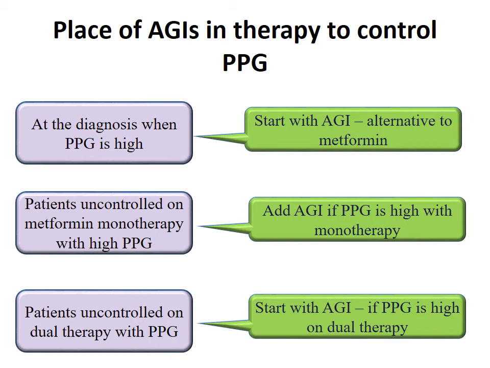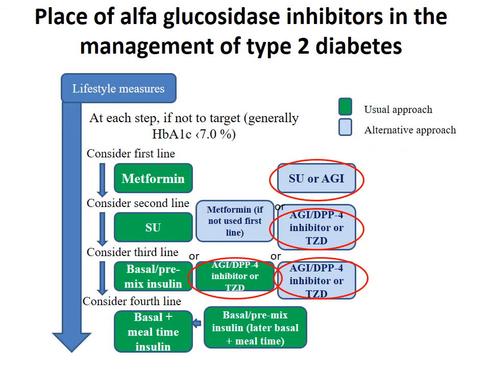They also can be used in patients uncontrolled with two drugs and still with high postprandial glucose level. They can be added to the first two drugs used for treatment. We can add the alpha glucosidase inhibitor. The place of alpha glucosidase inhibitors in the management of type 2 diabetes.